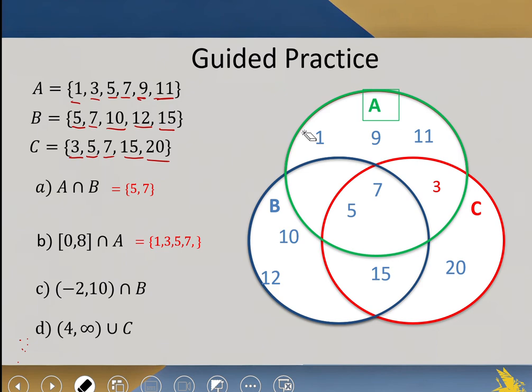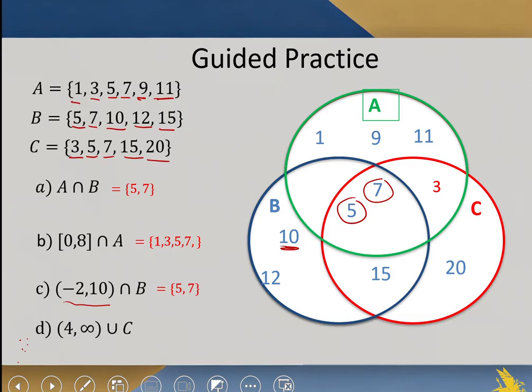Now, the next one says -2 to 10, not including that, intersect B. So straight away I'm going to B. I'm going to circle 7 and 5 because that's intersecting between -2 and 10. But this 10 here, it's saying it can't equal 10, so I'm not circling that. So it's just 5 and 7.